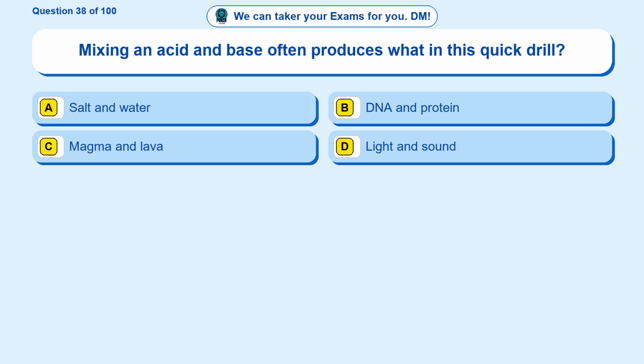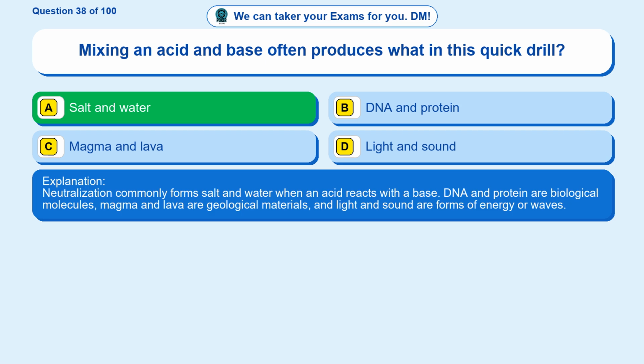Question 38. Mixing an acid and base often produces what in this quick drill? Option A, salt and water. Option B, DNA and protein. Option C, magma and lava. Option D, light and sound. The correct answer is option A. Salt and water. Neutralization commonly forms salt and water when an acid reacts with a base. DNA and protein are biological molecules, magma and lava are geological materials, and light and sound are forms of energy or waves.